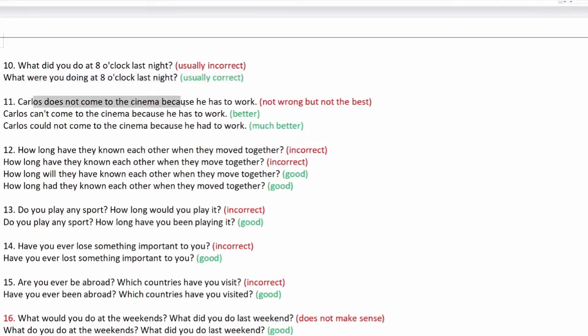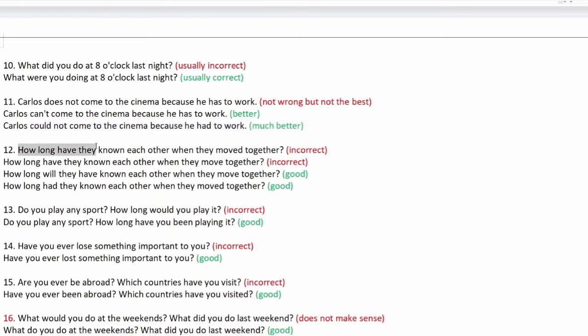"Carlos does not come to the cinema because he has to work." Okay, it's not a wrong sentence, but it's not the best way to put it. He does not come to the cinema? Never? So, Carlos can't come to the cinema because he has to work. That's much better. And Carlos could not come to the cinema because he had to work. That's even better. That's a sentence which you will use most often in your real life conversations.